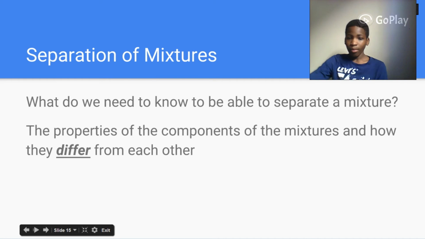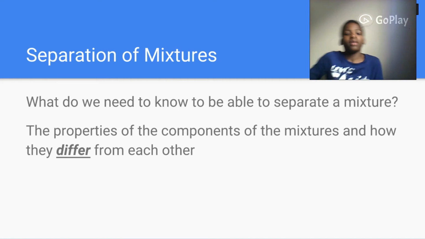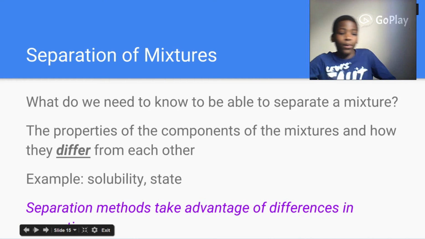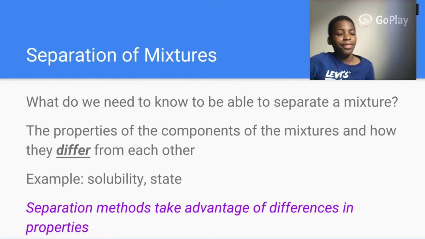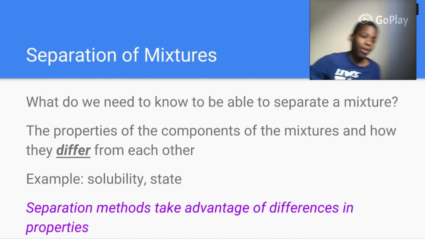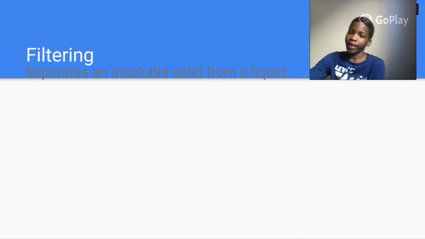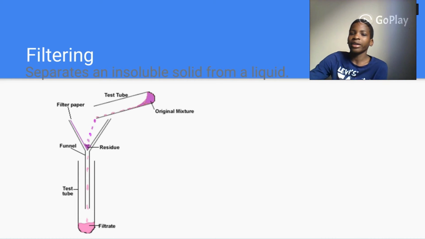What do we need to know to be able to separate a mixture? We need to know the properties of the components of the mixture and how they differ from each other. Example: solubility, state. Separation methods take advantage of differences in properties. And one of the ways is filtering, believe it or not. So you could technically filter water and rice.